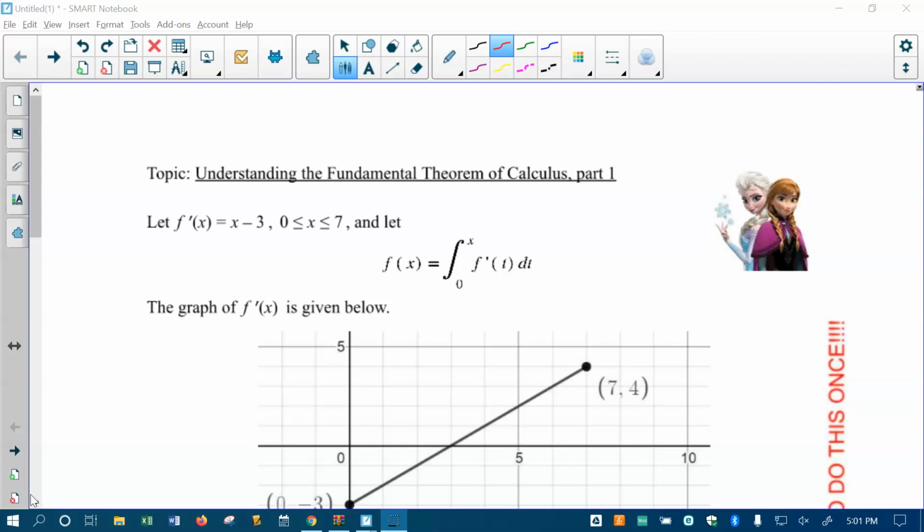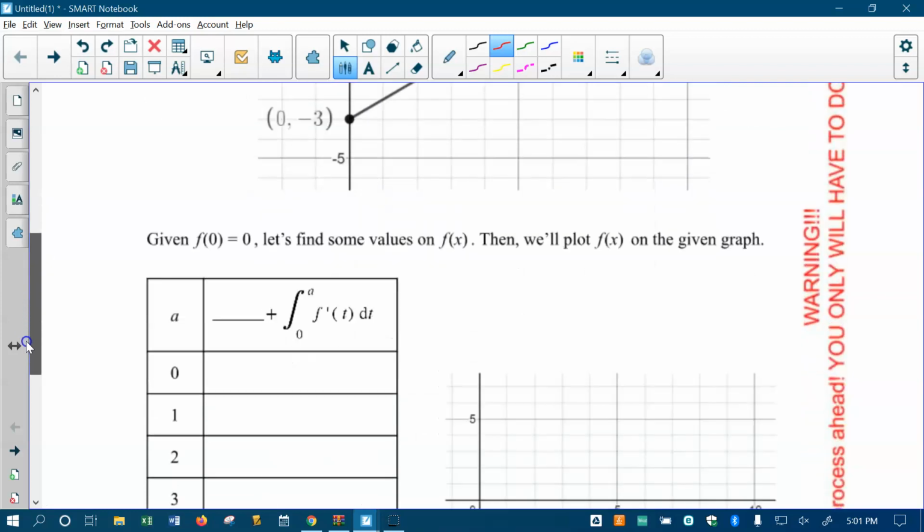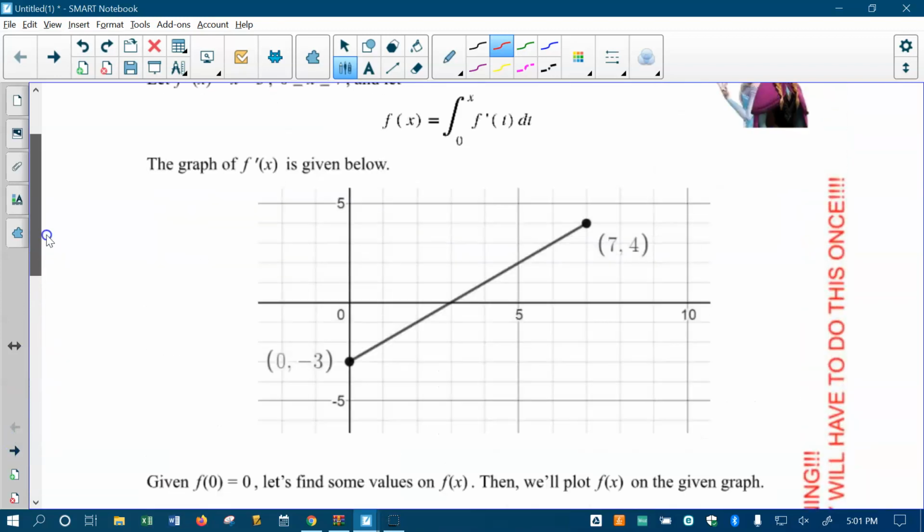This video is going to be on the Fundamental Theorem of Calculus Part 1. This is for Wednesday's lesson, and this is on page 13.